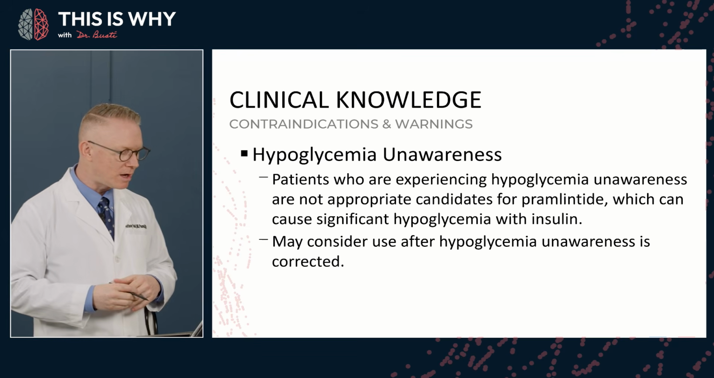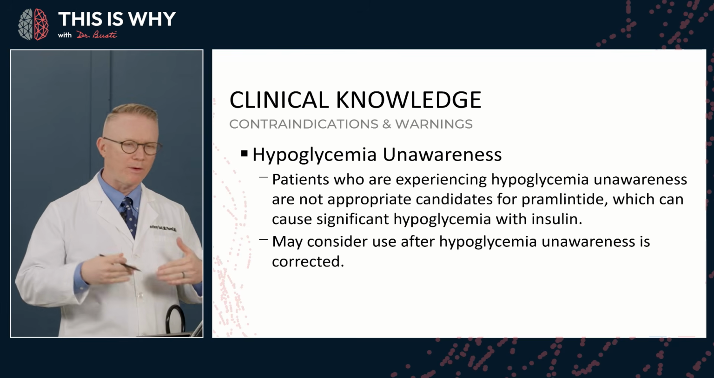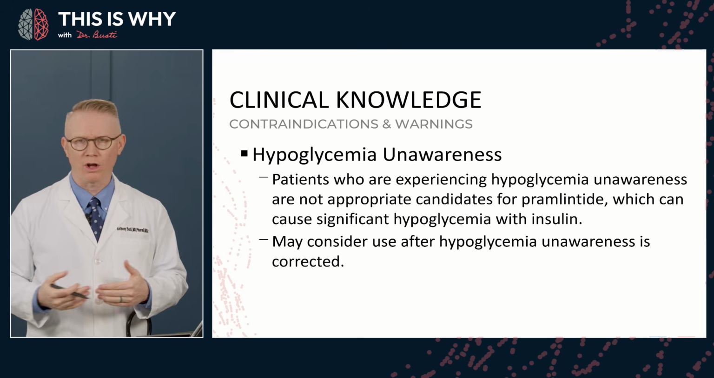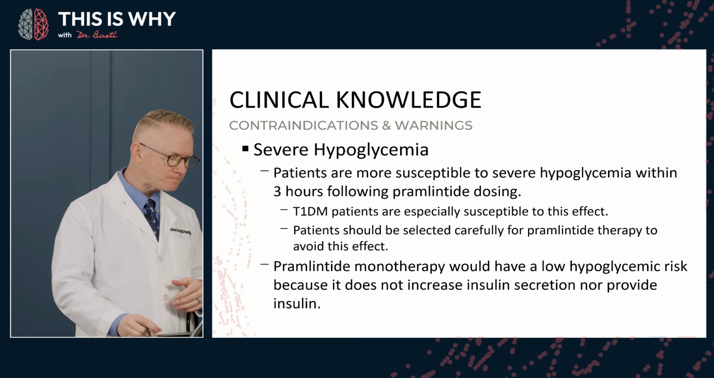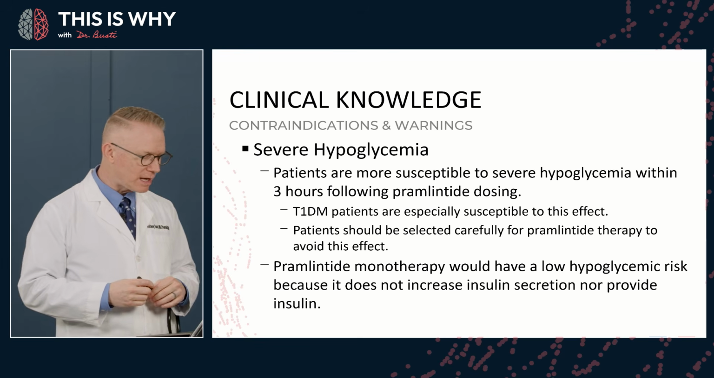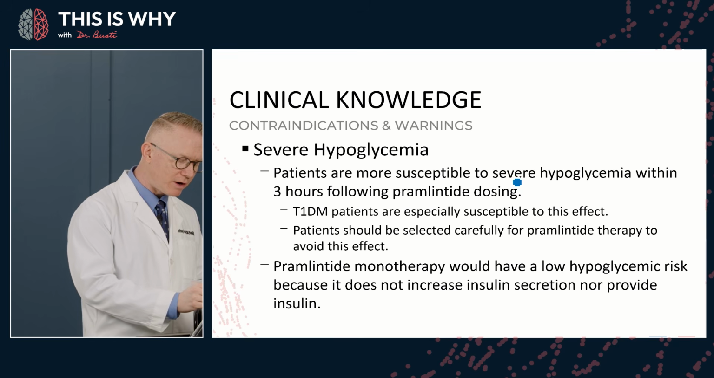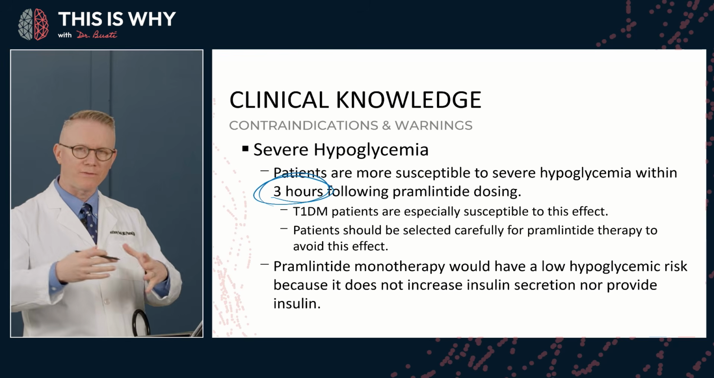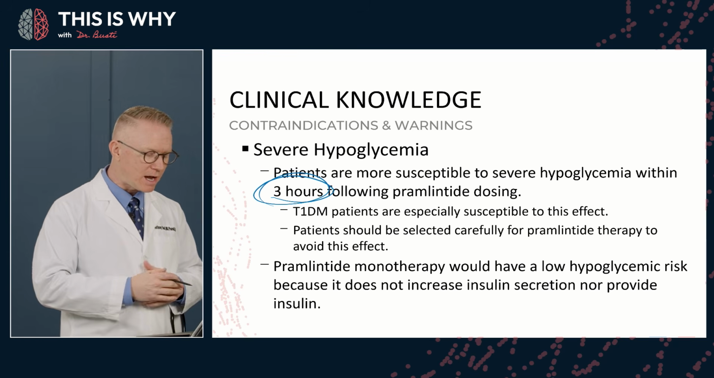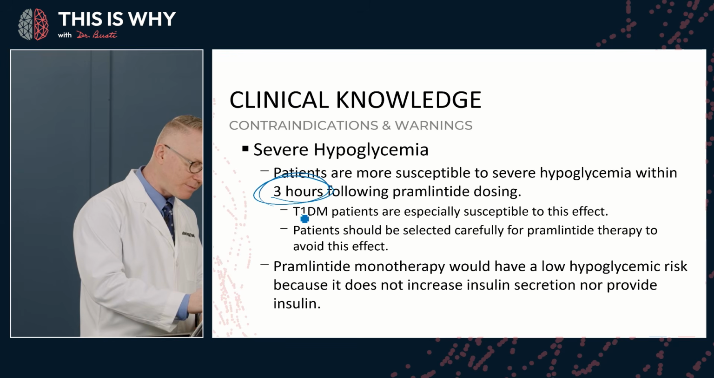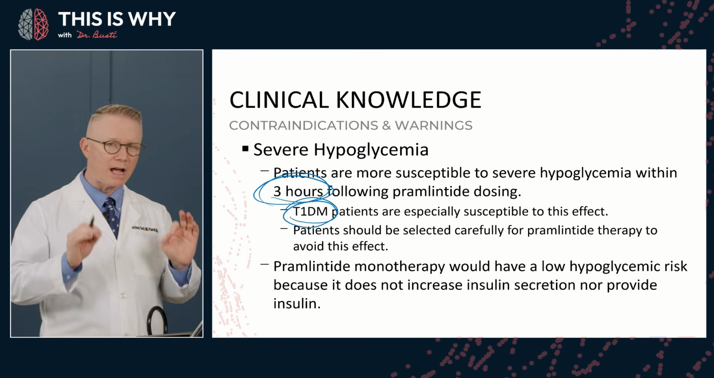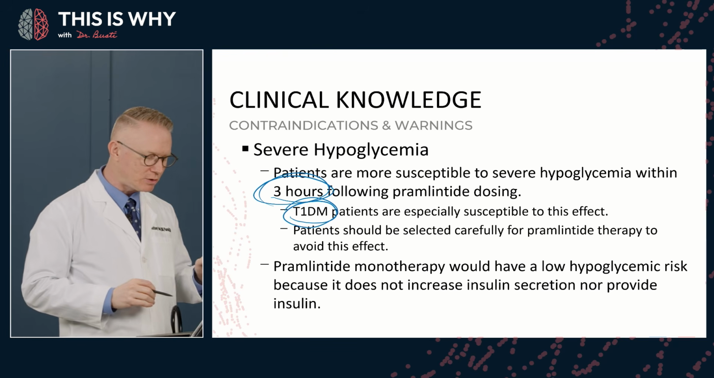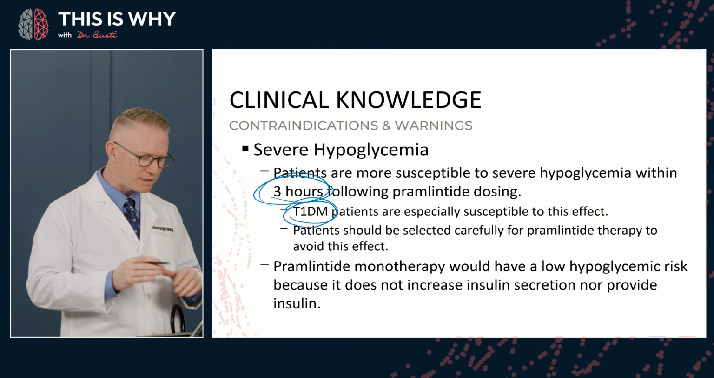So hypoglycemic unawareness is a huge problem when patients don't understand this, and if they get confused or altered, then they're in trouble, okay? Now, severe hypoglycemia, okay, these are patients that are going to be more severe within that and they're higher risk, 3 hours. Think about the duration, the pharmacokinetic profile of Pramlintide in its dosing, okay? Now remember, the type 1 patient with diabetes is going to be at higher risk of this because they're very sensitive to insulin compared to patients with type 2 diabetes. And so just be very cognizant of that.